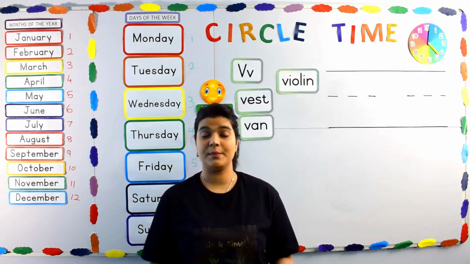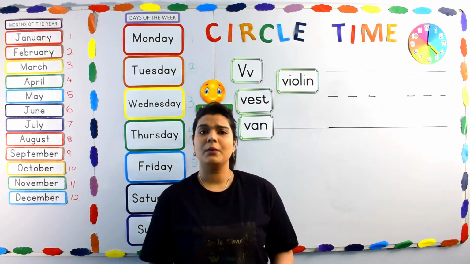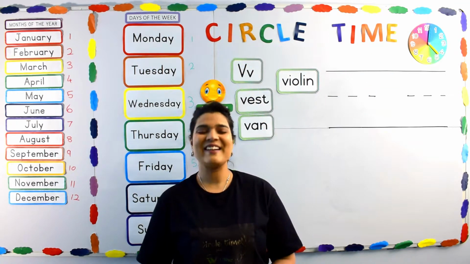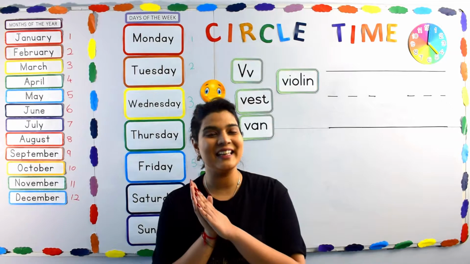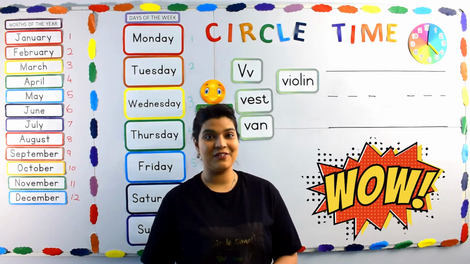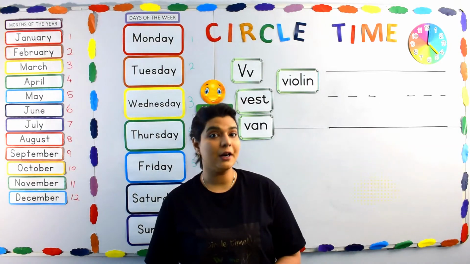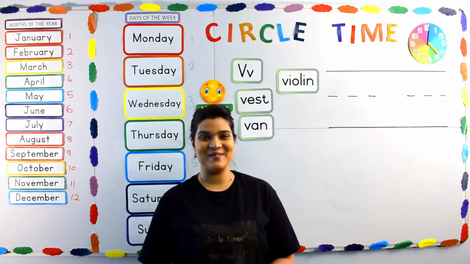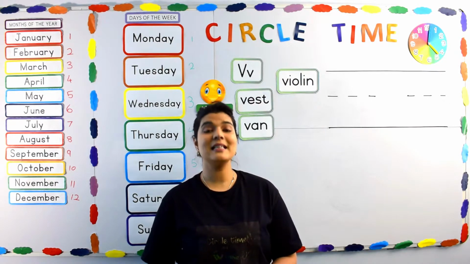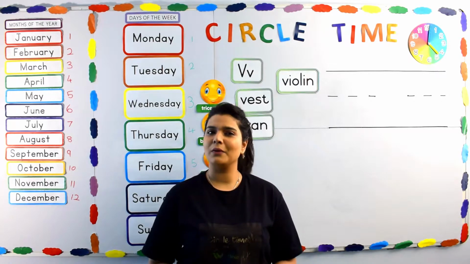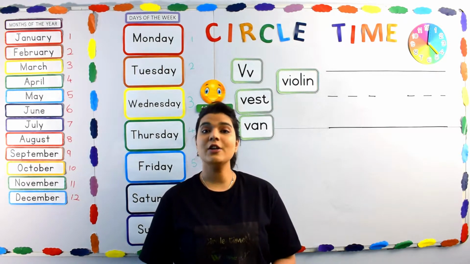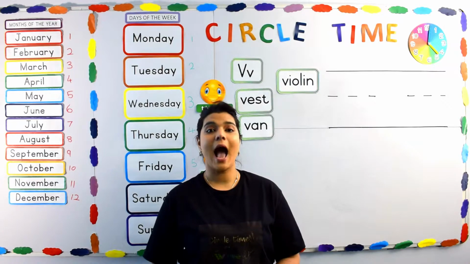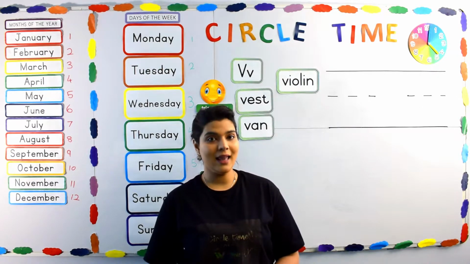So we've been learning a lot about letters of the alphabet. Now, how many letters of the alphabet are there? Great job! You have learned wonderfully. There are 26 letters of the alphabet. Which is the first letter of the alphabet? Perfect! Very well done. The first letter of the alphabet is letter A. And what sound does letter A make? Letter A makes the sound A. A, apple. A, ant. A, alligator.